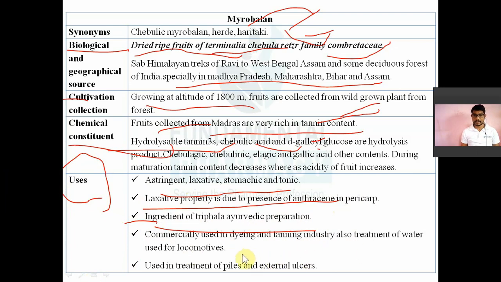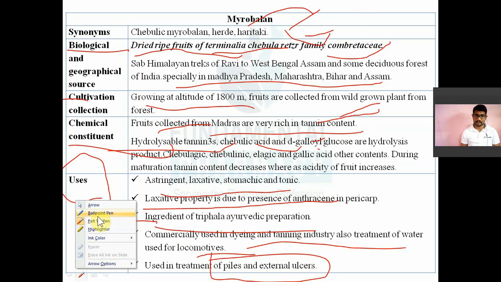Commercially used in the dyeing and tanning industry. Also used in the treatment of water for locomotives. Then it is used in the treatment of piles and external ulcer. So it is laxative, astringent, stomachic, tonic. It is an ingredient of Triphala Churna, used for water for locomotives. Commercially used for the dyeing and tanning industry. It is also used in the treatment of piles and external ulcers.